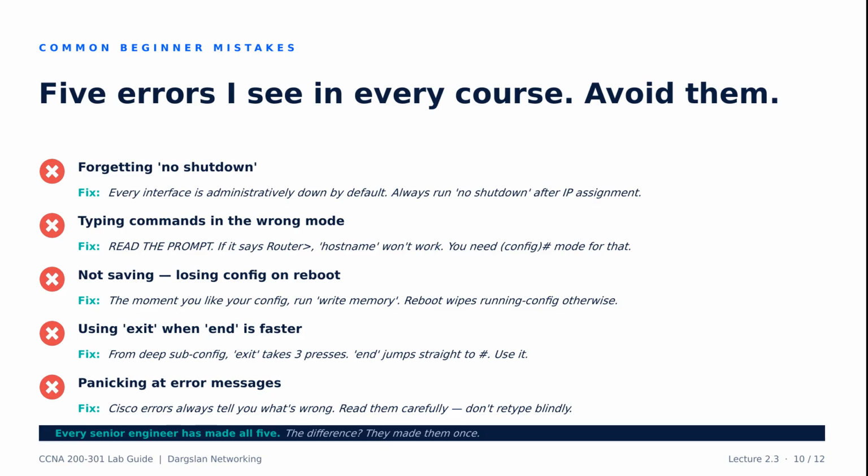And speaking of habits, let me save you weeks of frustration. Here are the 5 mistakes I see in every single classroom. Forgetting no shutdown. Interfaces are dead by default, you have to wake them up. Typing commands in the wrong mode. Read the prompt, it's literally telling you where you are. Not saving. We just covered that one. Using exit when end gets you to privileged mode in one keystroke. And panicking at error messages instead of reading them. Every senior engineer has made all 5. The difference? They made them once.